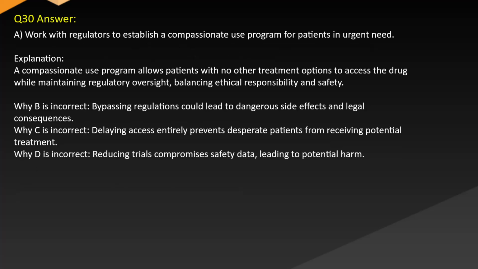Answer A. Work with regulators to establish a compassionate use program for patients in urgent need. Explanation. A compassionate use program allows patients with no other treatment options to access the drug while maintaining regulatory oversight, balancing ethical responsibility and safety. Why B is incorrect. Bypassing regulations could lead to dangerous side effects and legal consequences. Why C is incorrect. Delaying access prevents desperate patients from receiving potential treatment. Why D is incorrect. Reducing trials compromises safety data, leading to potential harm.